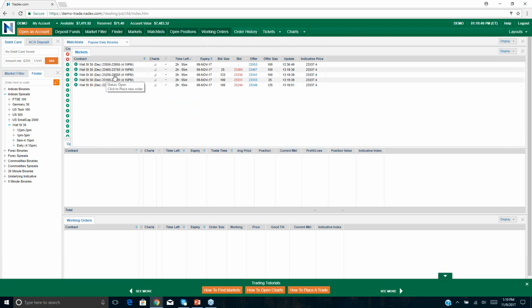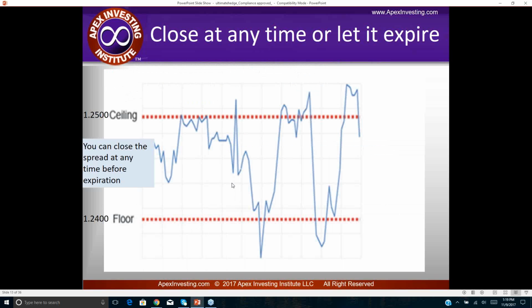So whatever strategy or system you're utilizing, you can almost always find a spread that has a floor or ceiling close to where you need it to be to match your strategy or system, okay? And then from there, you just have to look at the pricing, okay? So quite a bit of information there.